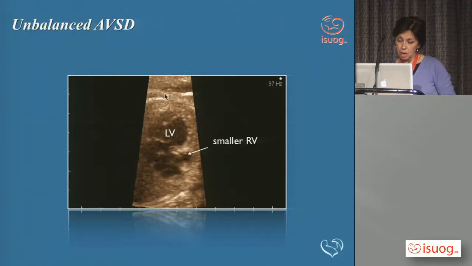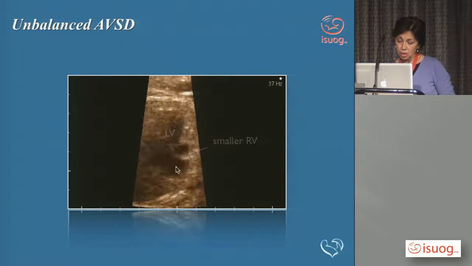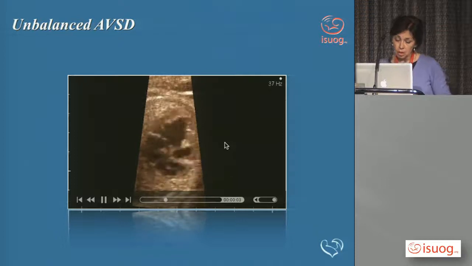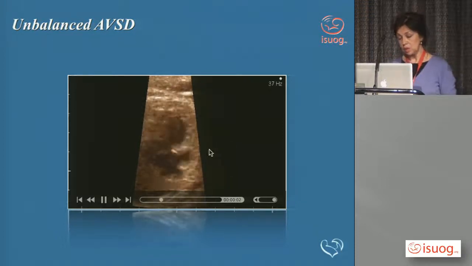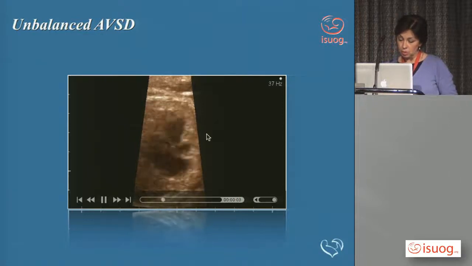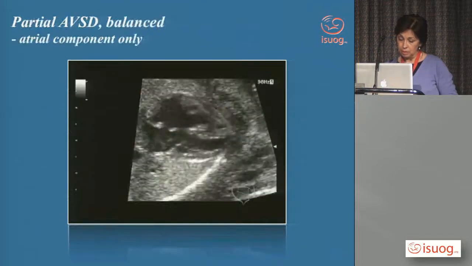Another example of an unbalanced AVSD, now in favor of the left ventricle here on the left side and a smaller right ventricle. Again, a common atrioventricular valve. These are not that common, but a lot of these cases are not chromosomally abnormal. These were chromosomally normal, one of twins, but I have seen that as well in babies with Down syndrome, which poses a little bit of difficulty because the treatment is more difficult long term. So common valve, unbalanced AVSD.